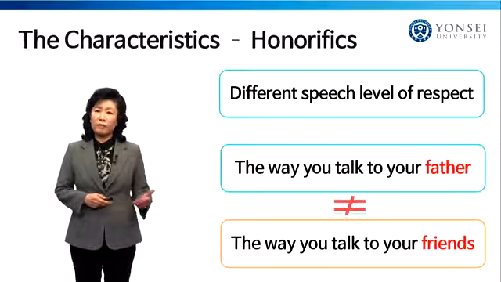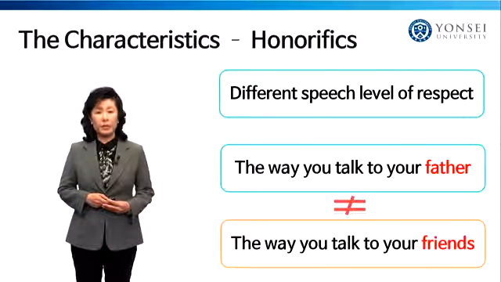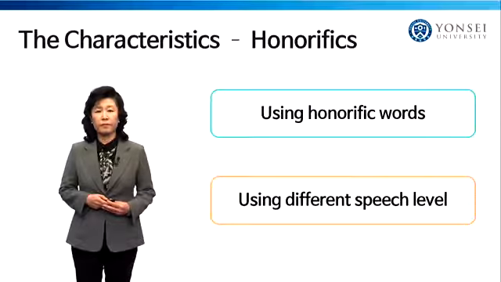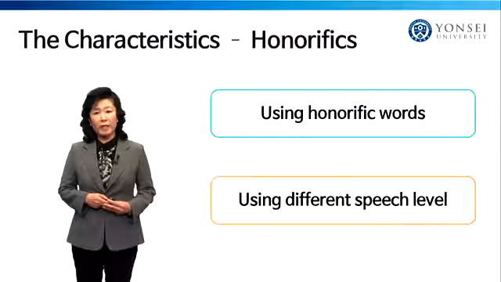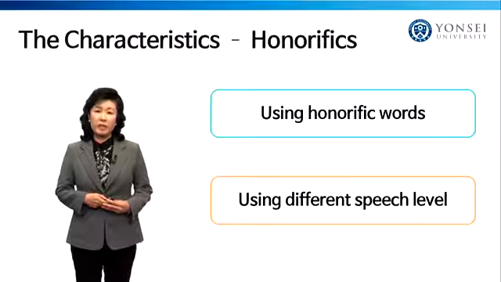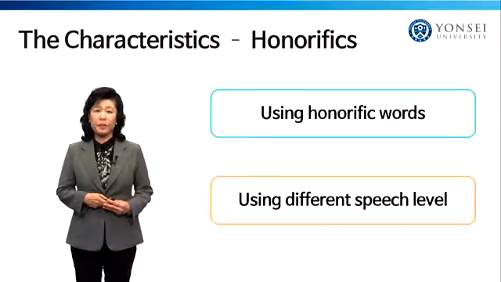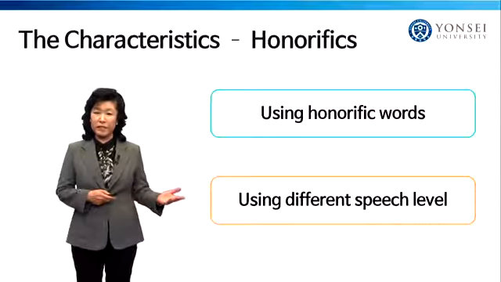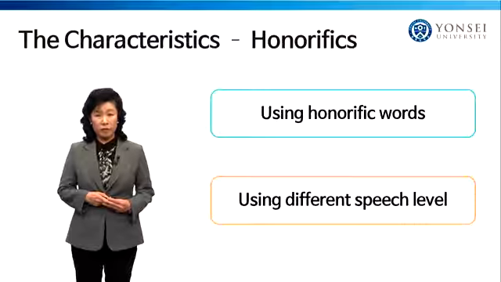Lastly, Korean is a language with honorifics. In using honorifics, there can be different speech levels of respect according to the person you are speaking with. The way you talk to your father is different from the way you talk to your friends or colleagues. For example, in English, you and your father would say good morning in the same way. However, in Korean, there is a distinction between the way a father speaks to his son and the way a son speaks to his father. If you pay close attention, you will be able to notice that the two ways are very different. You can use honorific words, or you can use expressions that differentiate speech levels.